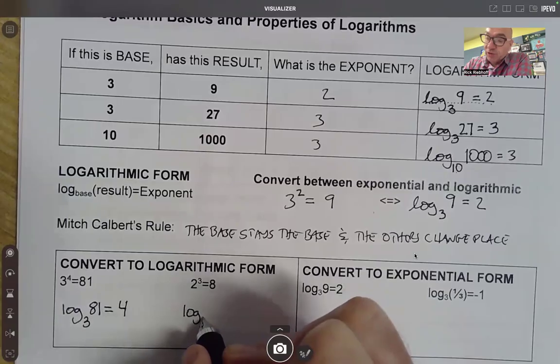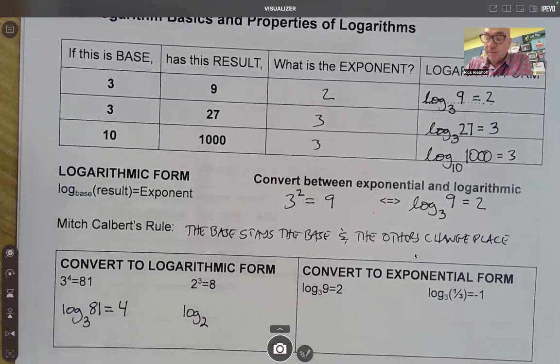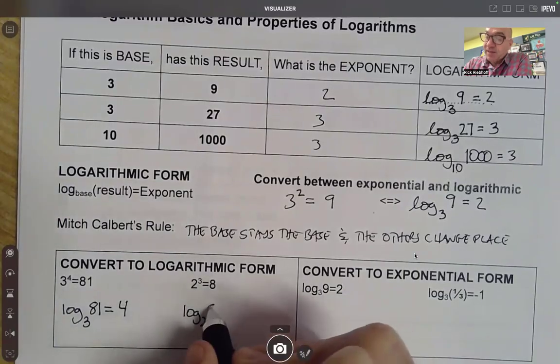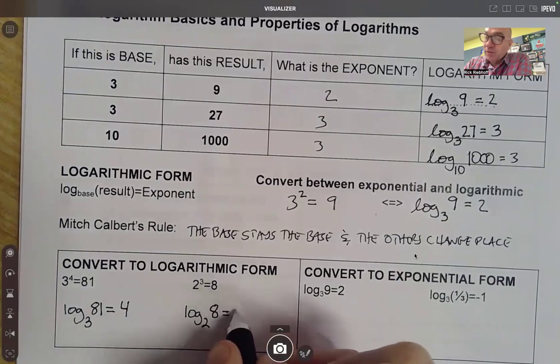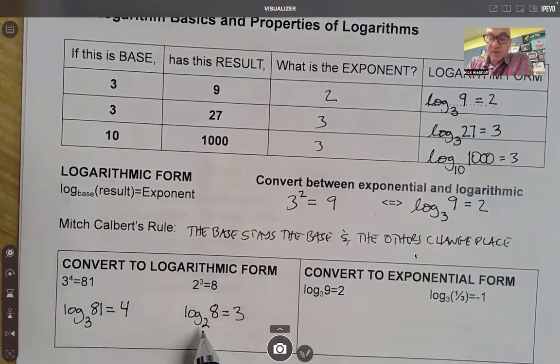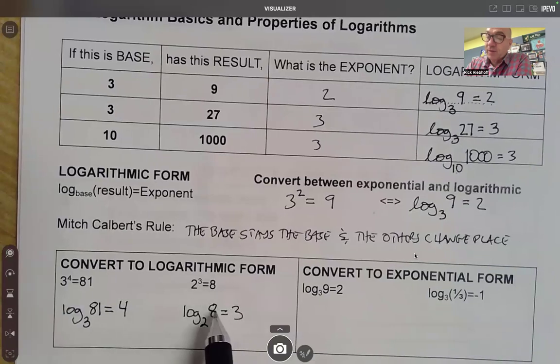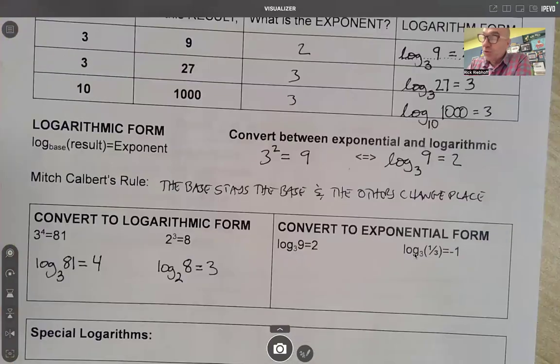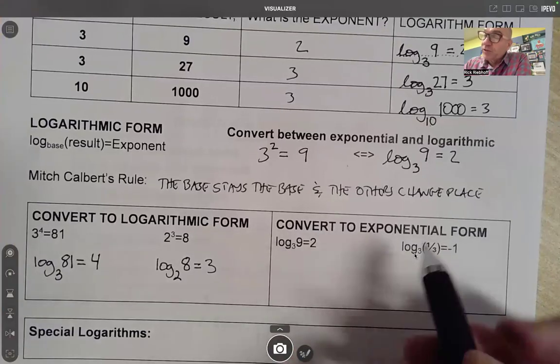All right. Did you put 2 down in the subscript as the base, and then the 8, and then equals 3? And again, a quick check: 2 to the third power equals 8, just like 3 to the fourth power equals 81. Cool, cool. All right. Let's do exponential form.